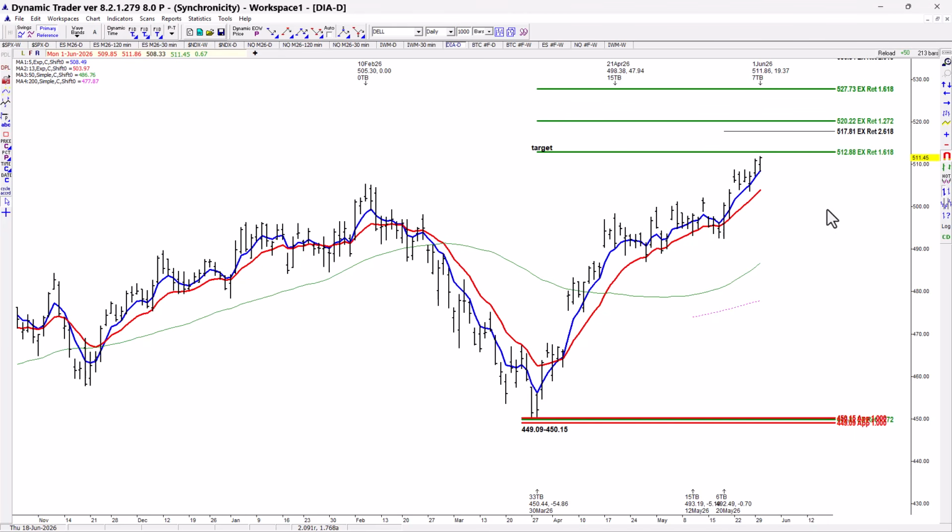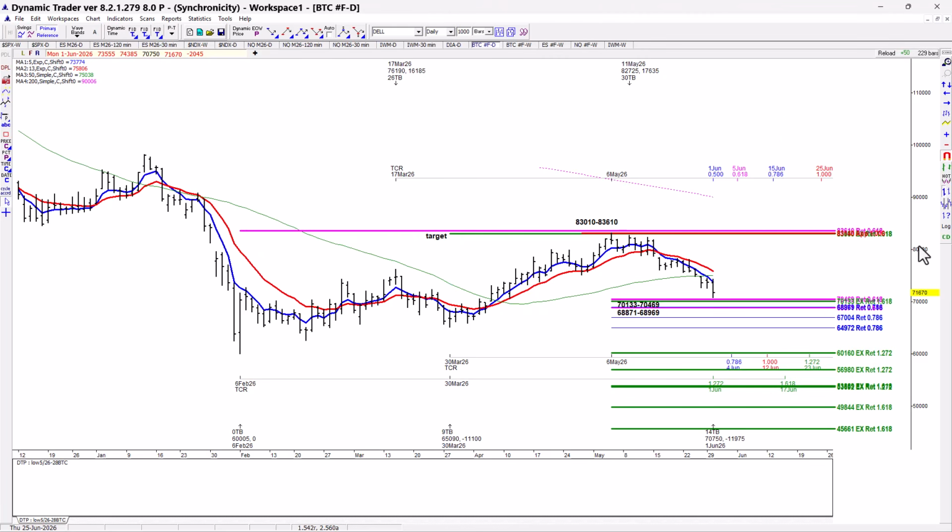As far as the diamonds, getting close to a target off of a different swing, but we still have a 1272 target from this major swing that comes in above at 520.22. Again, just because I have a target doesn't guarantee that we're going to get there, but we always do shoot for those. And then we have a target from a smaller swing that comes in at 512.88. So again, we've extended these prior swings, so for that reason alone, you want to be trailing up stops on longs.